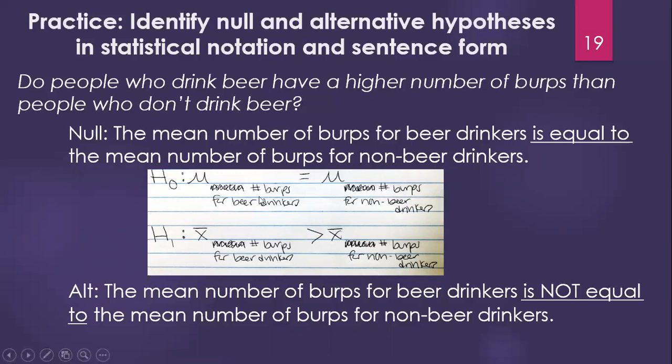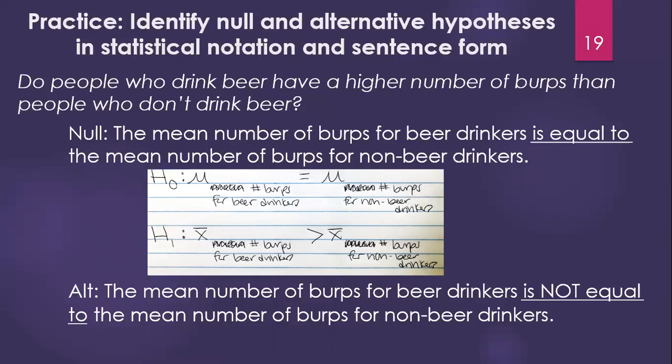First write number of burps, or whatever your dependent variable is, for both sides, and then think about how your independent variable breaks down into two different groups. Based on our research question, our independent variable is beer drinking, so we have beer drinkers and non-beer drinkers. So we're comparing the dependent variable for each of the two groups of the independent variable. Our null hypothesis is that the mean number of burps for beer drinkers is equal to the mean number of burps for non-beer drinkers.